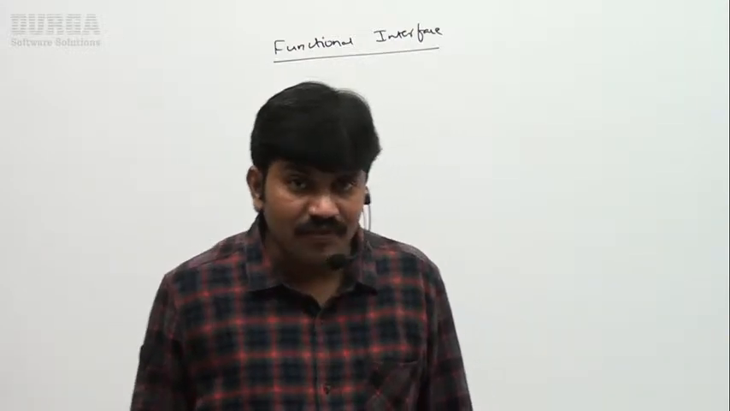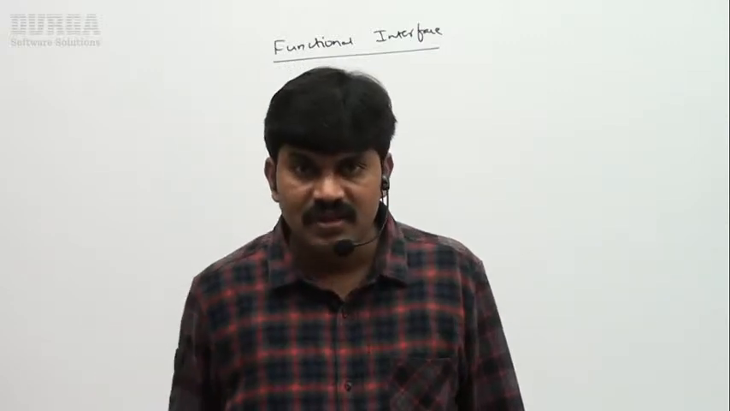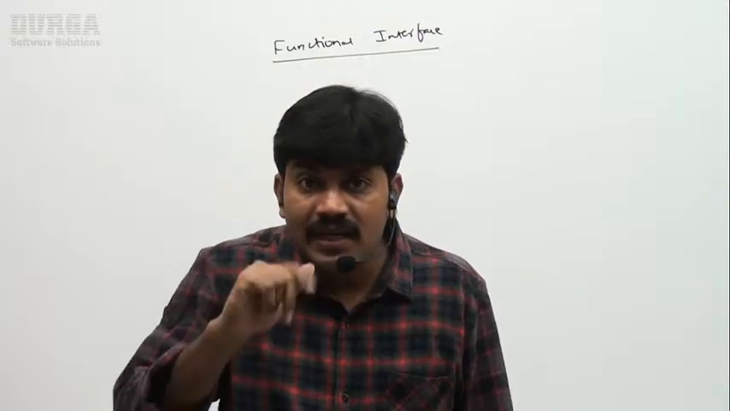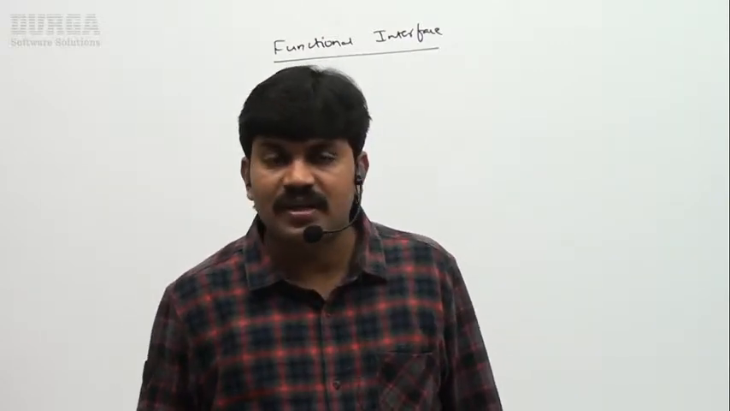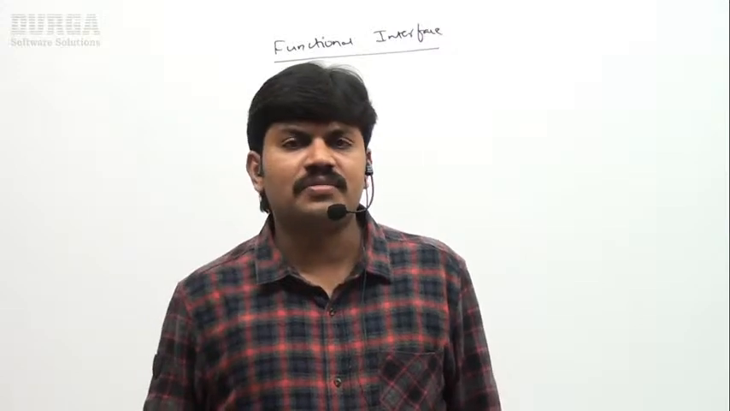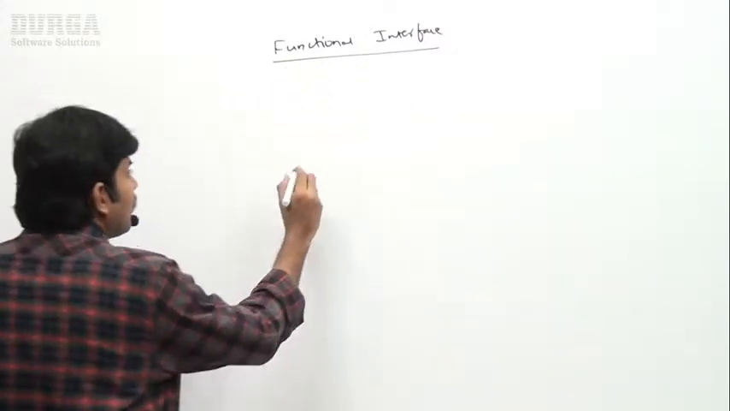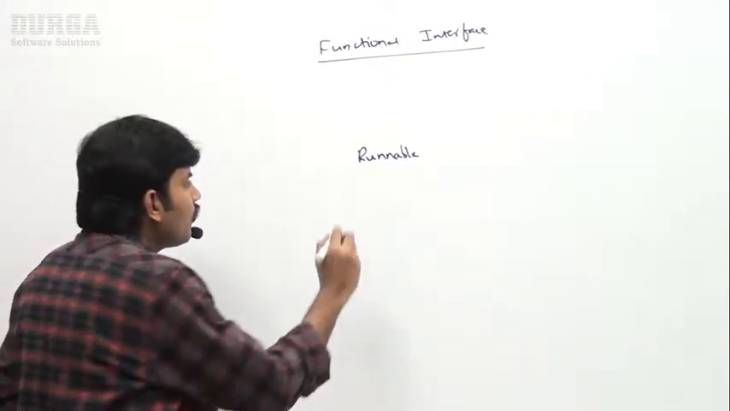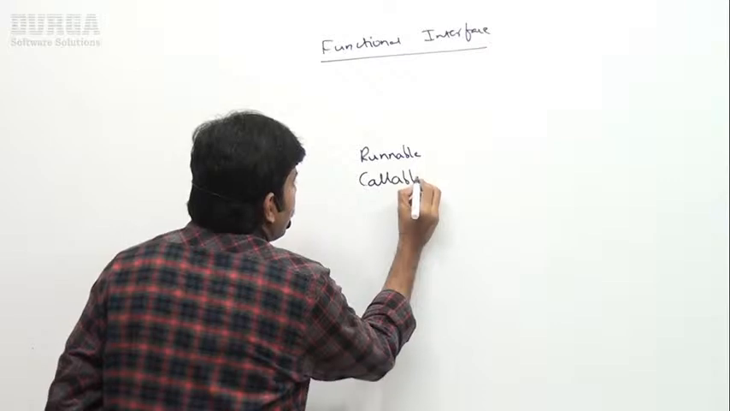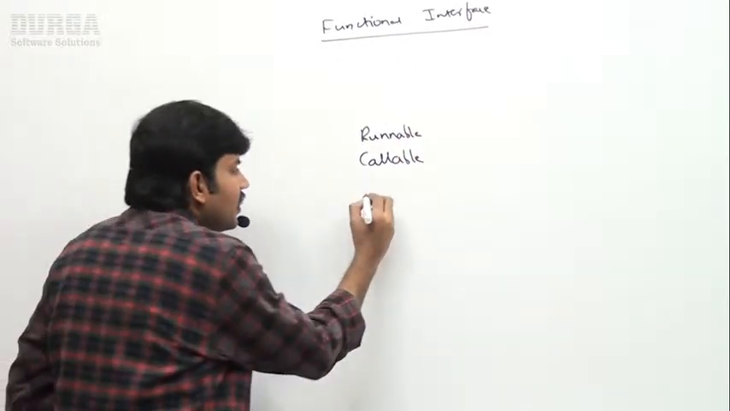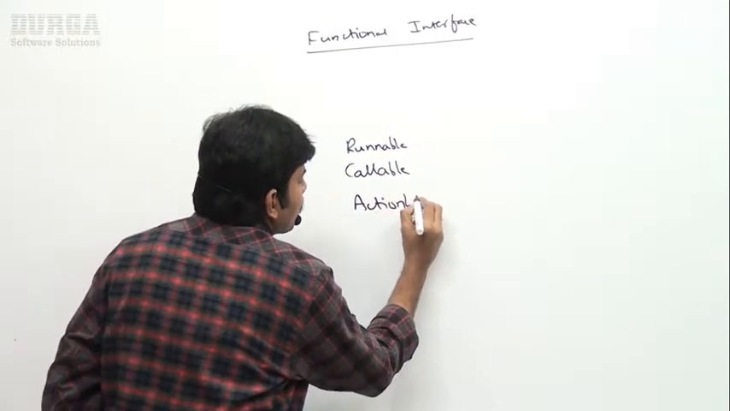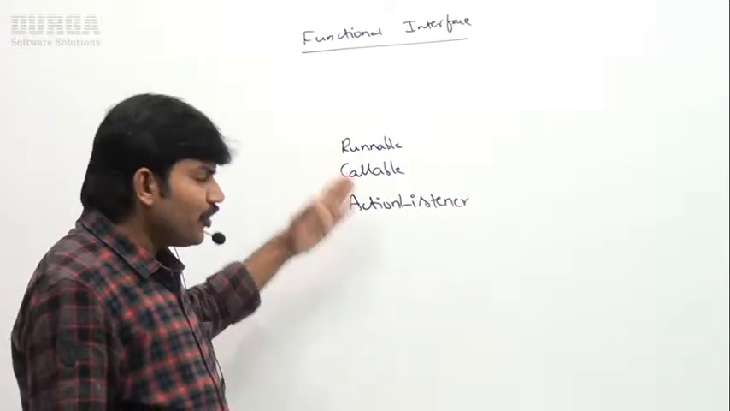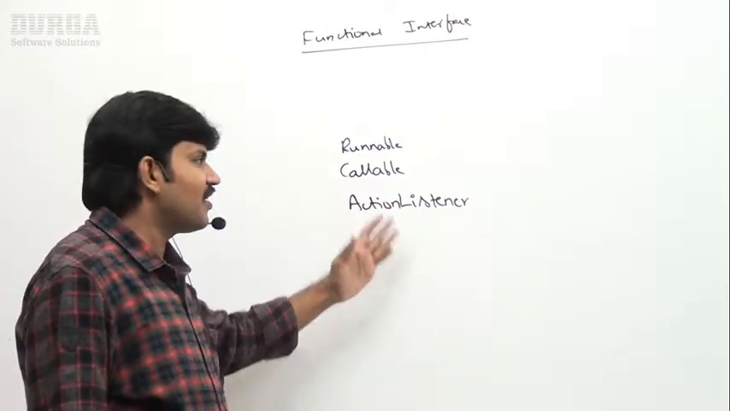Are you getting it? In your core Java classes, somewhere you may have heard Runnable interface, Callable interface. ActionListener itself is one interface, right? Sir, these are functional interfaces only. Runnable, Callable, next ActionListener. Are you getting what this concept is? Sir, all these we already used in our regular coding. These are functional interfaces only.